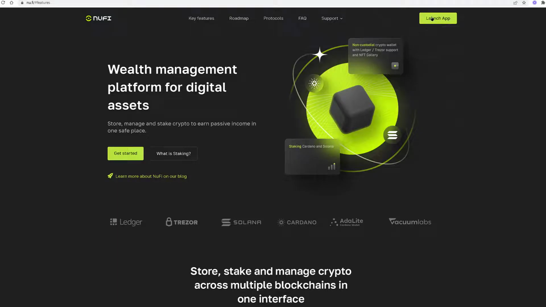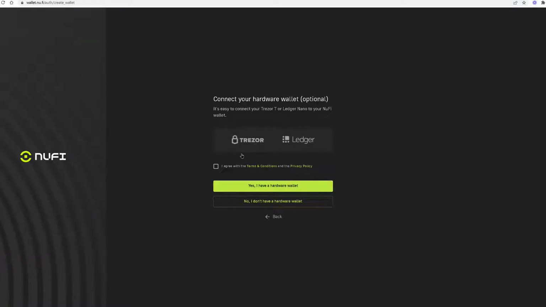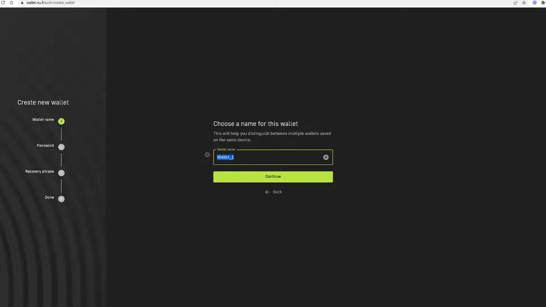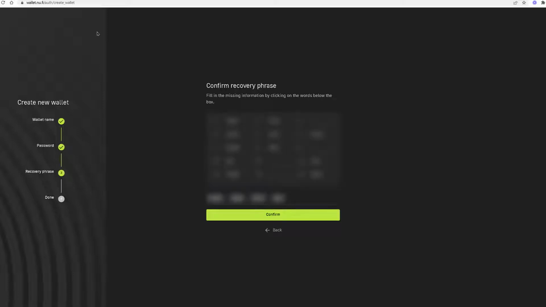So I'm going to go over here and I'm going to click launch app. So let's go ahead and create a new wallet right now. Click on create wallet. Either yes, I have a hardware wallet, or no, I don't have a hardware wallet. Today, we're just going to say, no, I don't. So we're going to go ahead and call this my final wallet because hopefully I won't have to make 1,000 more. Press continue, give it a password. First, it gives you 15 words that you need to write down. Then you need to repeat them back in order to clarify that you understand what they are.